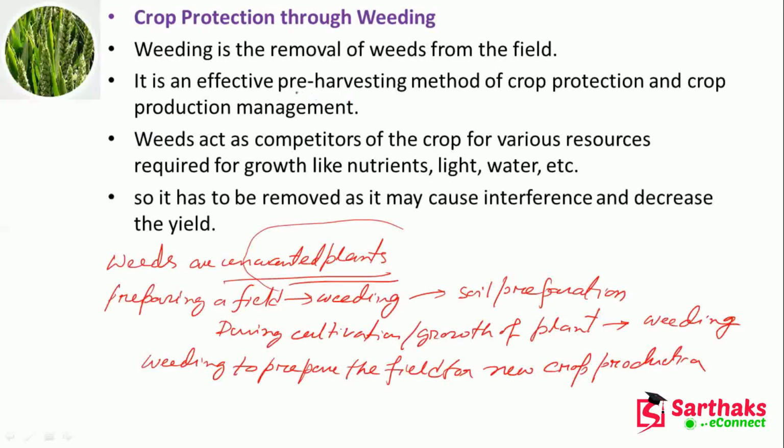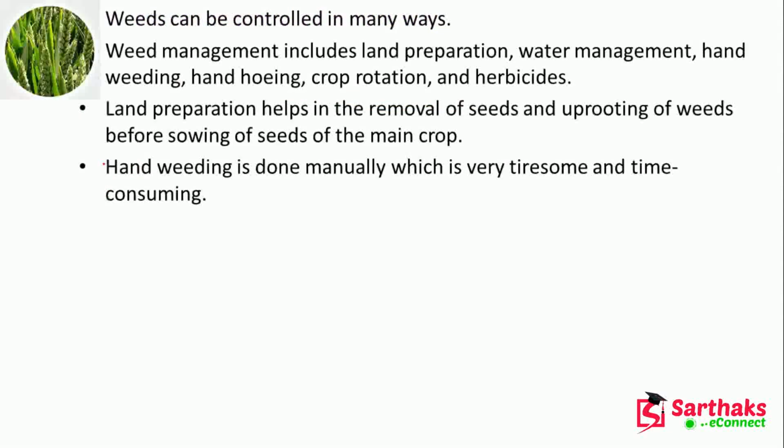So these things we require. That means this is an effective process for the pre-harvesting method, and weeds act as competitors of the crop for various resources required for growth: nutrients, light and water. That's why the farmers are applying some methods. What I should do is give space between these two rows of crops, plant to crop plant, so that if there is any weed, I can take out all those weeds. Okay, these weeds can be controlled in many ways, like weed management, that includes land preparation, water management, hand weeding also, crop rotation also, herbicides also we can use.